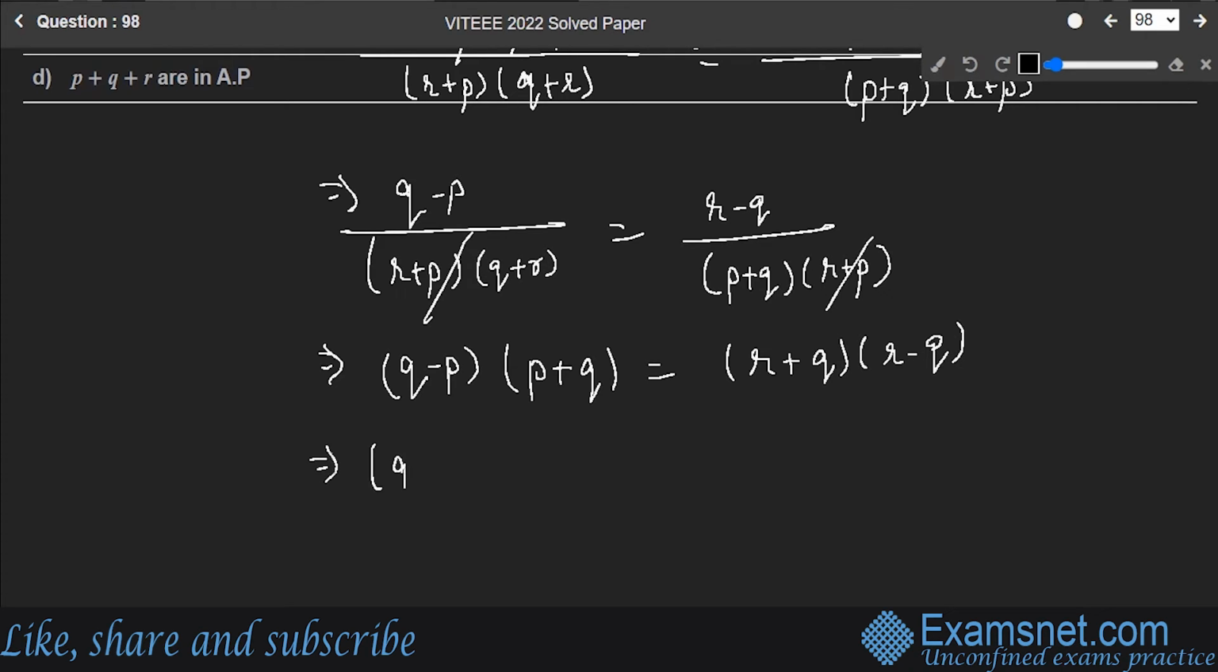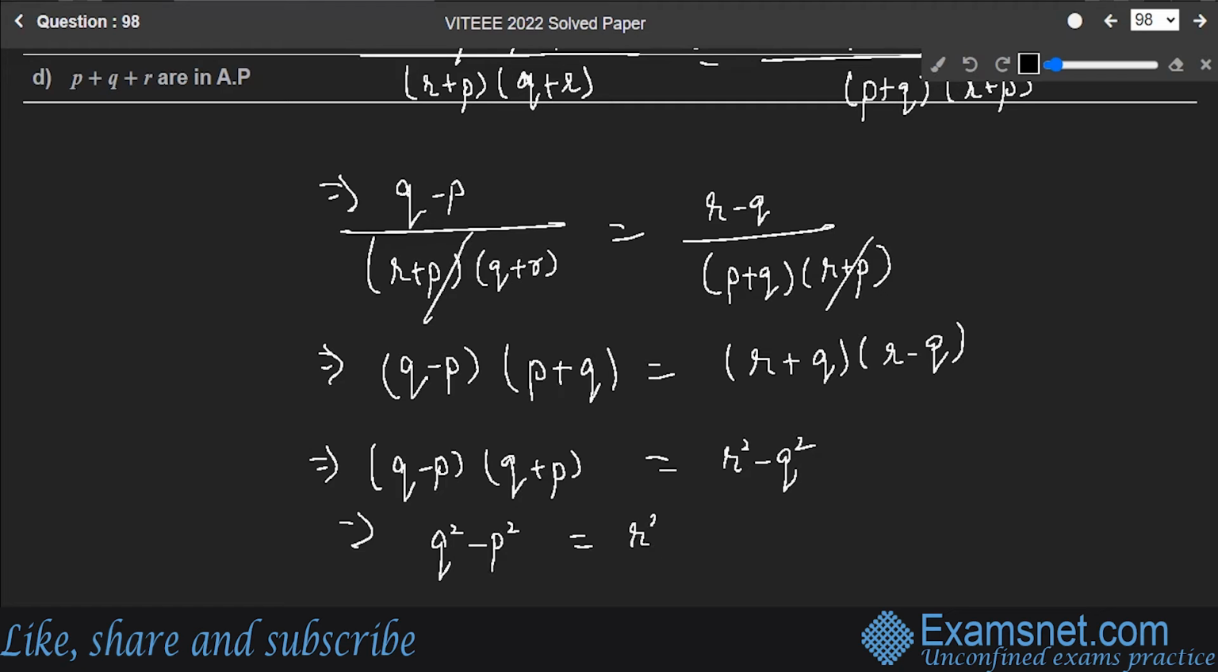So this can be written as Q minus P, Q plus P, and this is R square minus Q square. This is the a plus b into a minus b form. And here Q square minus P square is equal to R square minus Q square. Okay.